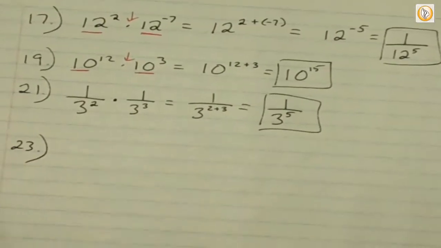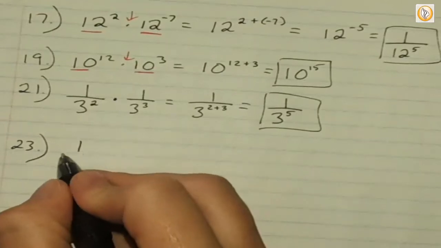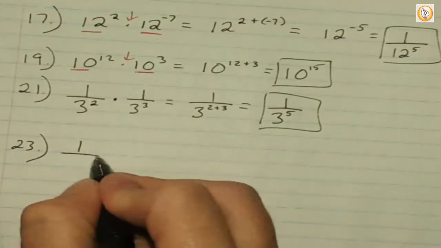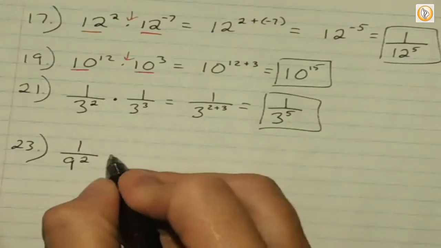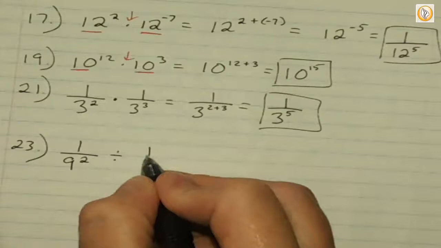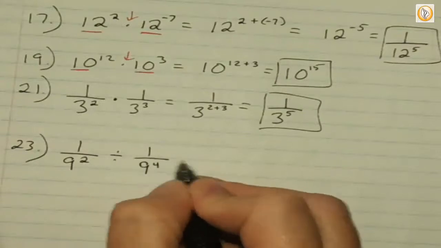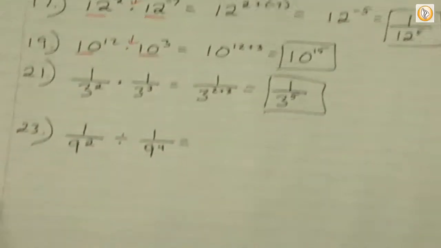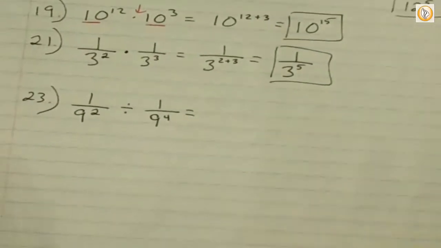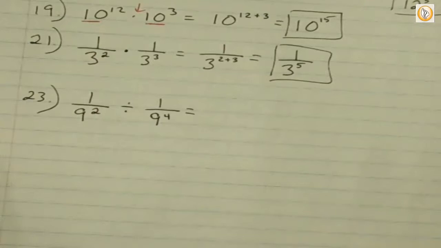Emily, 23. I have 1. Oh, this is a good one. Why do you keep getting the hard ones? I don't know. You tell me. 1 over 9 to the second power divided by 1 over 9 to the fourth power. Can I do? No, it says Emily's problem. So Emily, what do I do?